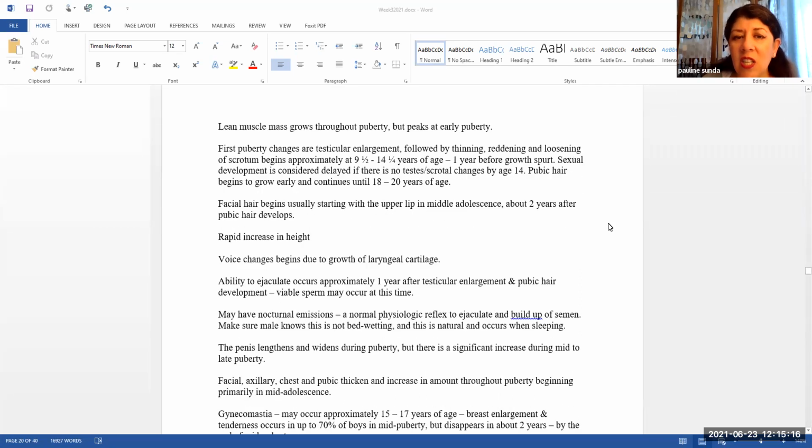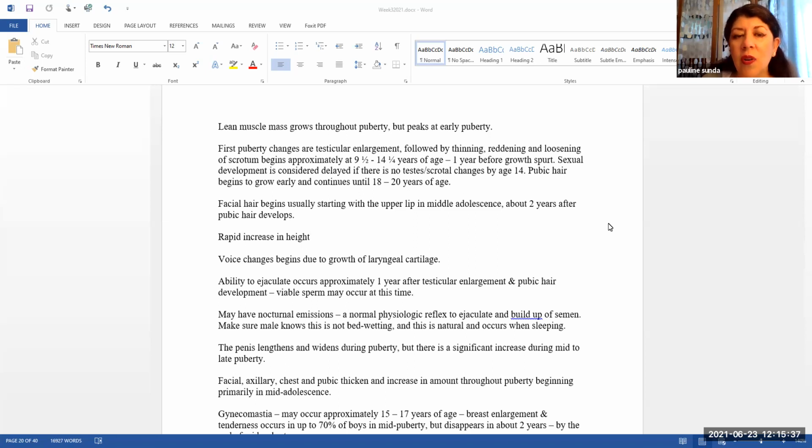The first puberty changes are testicular enlargement, followed by thinning, reddening, and loosening of the scrotal tissue. This begins about 9.5 to 14.5 years of age. This is about a year before the growth spurt. Sexual development is considered delayed if there are no testicular or scrotal changes by age 14.